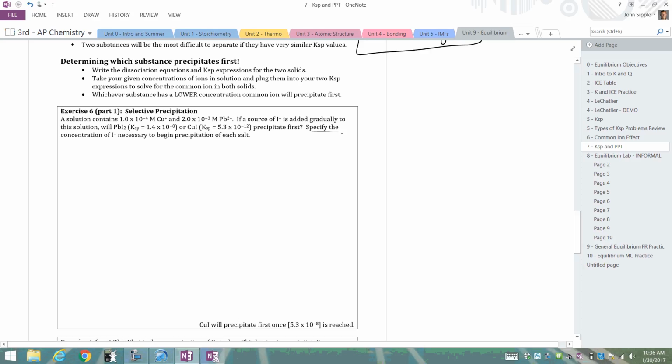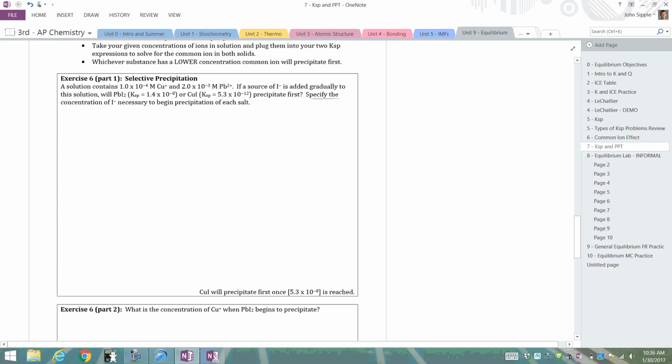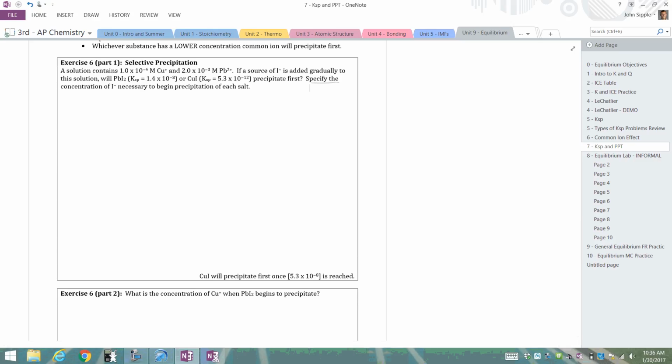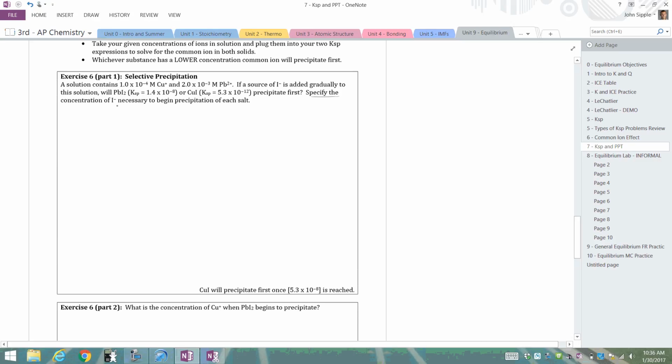First thing they want to know is which one's going to precipitate out first, and then specify the concentration of iodide necessary to begin precipitation of each salt. We have enough information here to do a couple of ICE tables and solve for x.